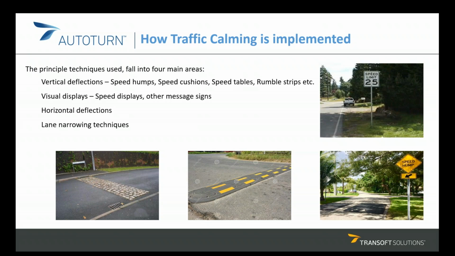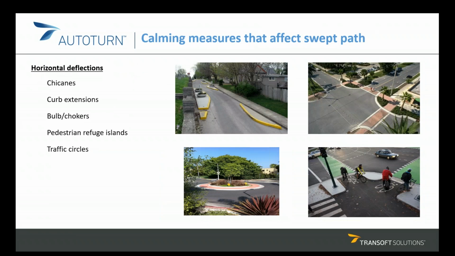So the vertical deflections are mainly structures like speed humps, speed cushions, speed tables, rumble strips, and so on. There are many more. Visual displays include speed displays and other message display signs. The vertical deflections and the visual displays do not have a direct impact on the swept path of the vehicle. The traffic calming measures that have direct impact on the swept path of the vehicle are the horizontal deflections and the lane narrowings.